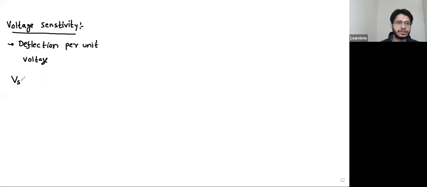We represent voltage sensitivity as Vs. This is theta divided by V. So this is theta. We can write V as IR. So that's voltage sensitivity, which is theta by IR. And what is theta by I here?